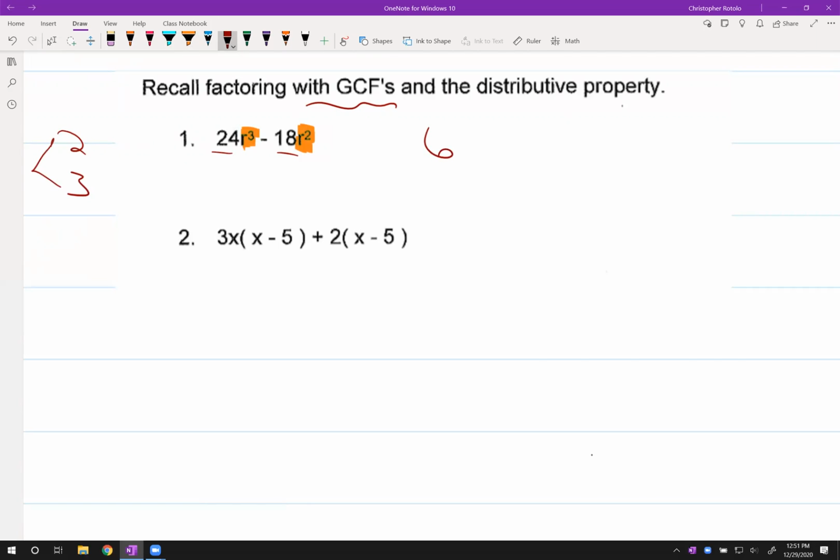Kind of. All right. So here's the next thing. We got r cubed and r squared. In algebra 1, we talked about this is r times r times r, and this is r times r. So they both have at least 2, so we're going to use r squared. This is the greatest common factor. What would be left? So 24 divided by 6 is 4, and r cubed divided by r squared is an r, minus 18 divided by 6 gives me 3, and r squared divides it out completely.